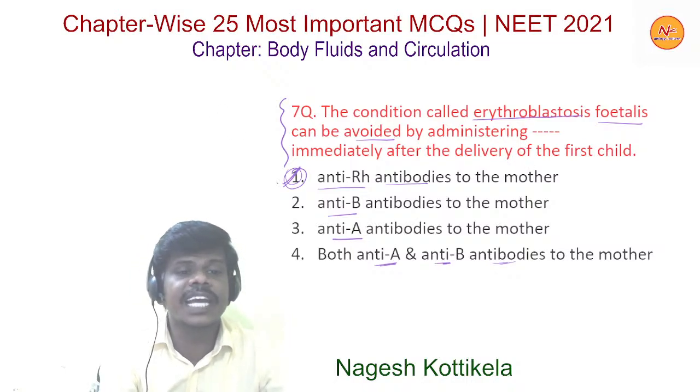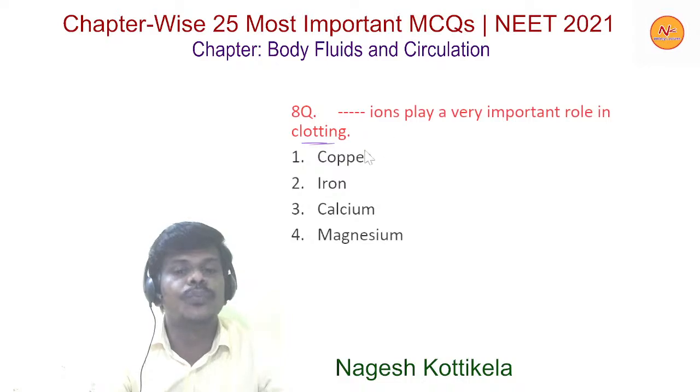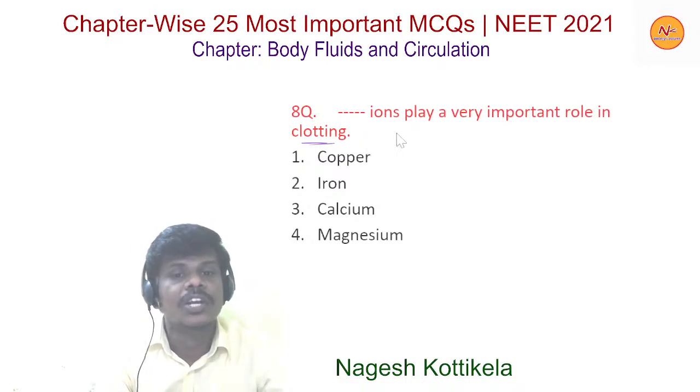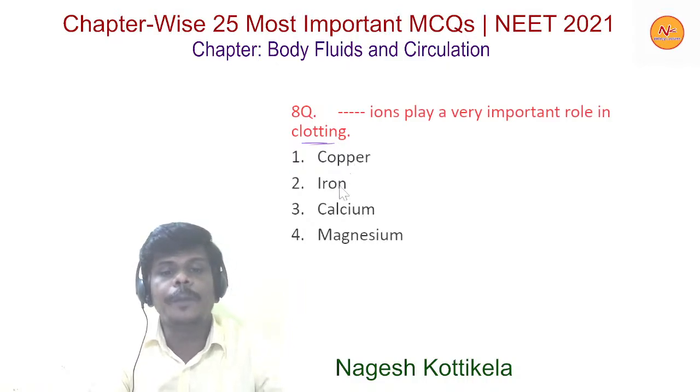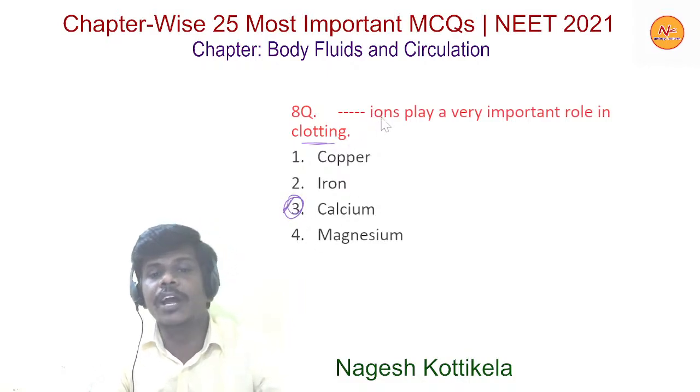Now, moving to the next question, dash ions play a very important role in clotting. So, which ions are playing important role in clotting, blood clotting? Option 1 copper, option 2 iron, option 3 calcium, and option 4 magnesium. And here, among the given options, option 3 is the right option. Calcium ions play a very important role in blood clotting.